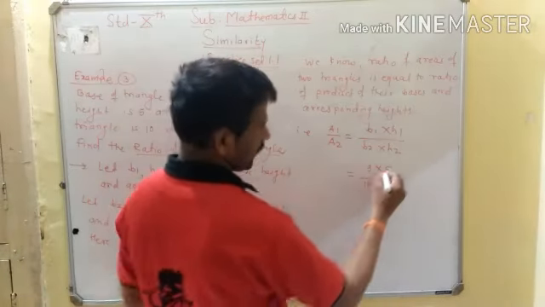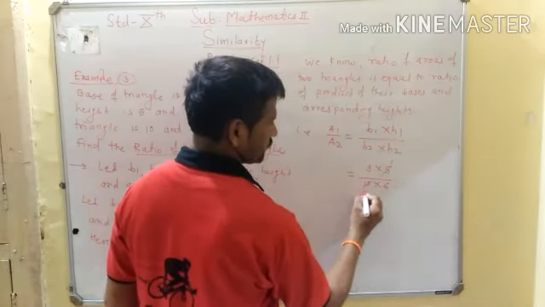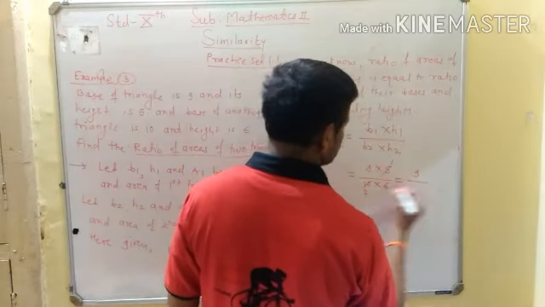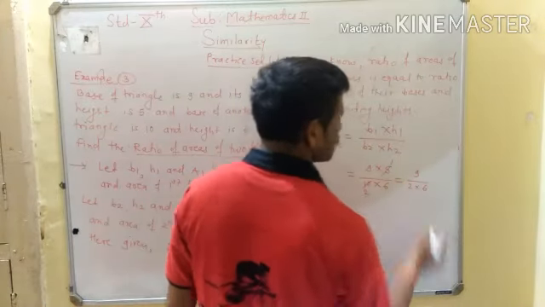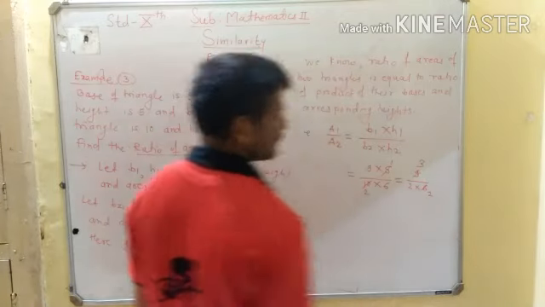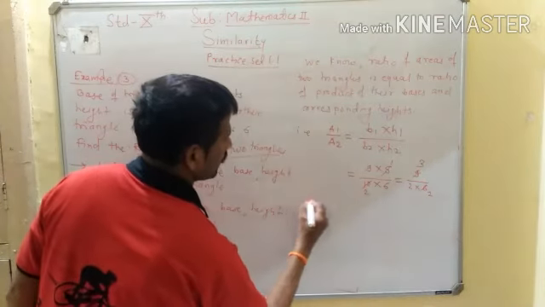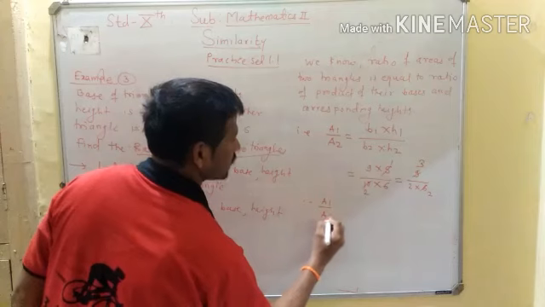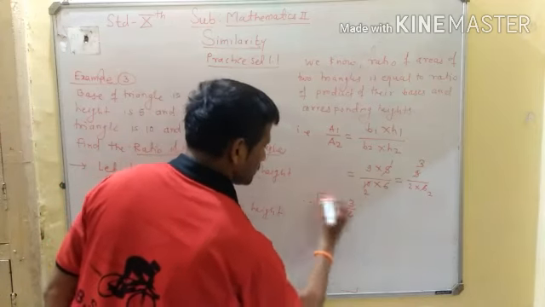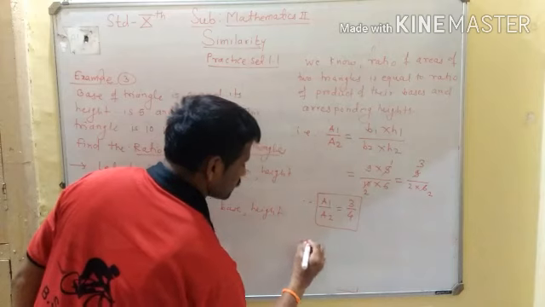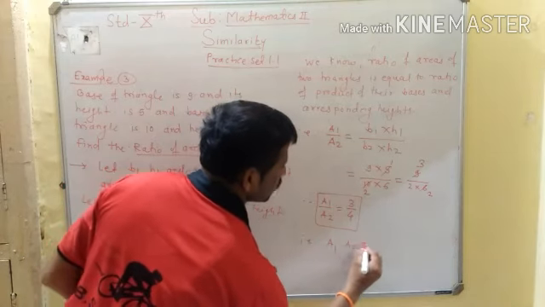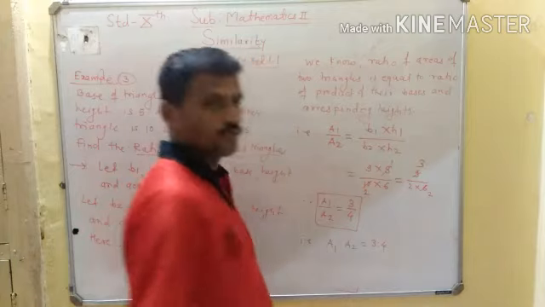Now 5 1s are 5, 5 2s are 10. Write one step, 9 upon 2 into 6. Once again, 3 3s are 9, 3 2s are 6. Therefore, we write here A1 upon A2 is equal to 3 upon 4. That is the ratio to be found. A1 is to A2 is equal to 3 is to 4.